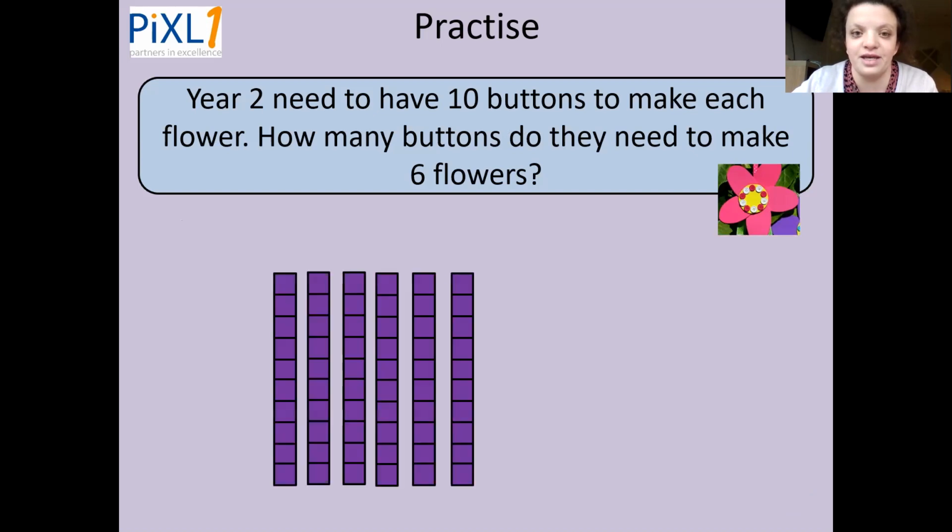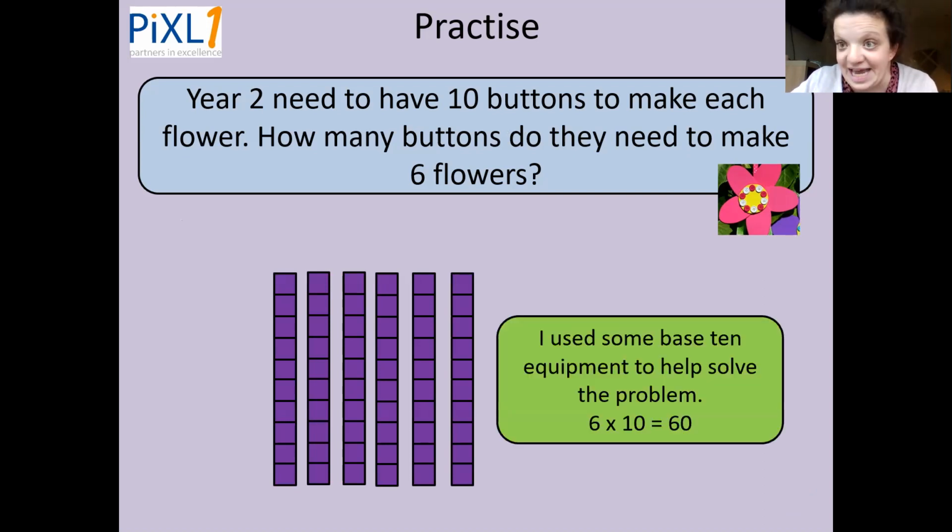Okay, well done. So I've gone and got 6 lots of 10. 6 tens, and I know that I can use the base 10 to help me solve this problem because 6 times 10 is 60. So you should have got that as your answer. Well done.